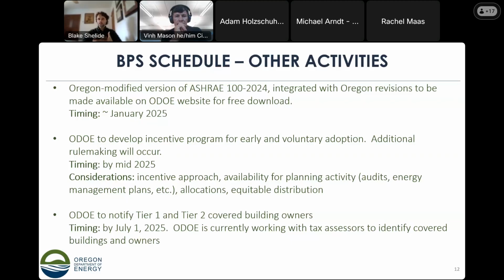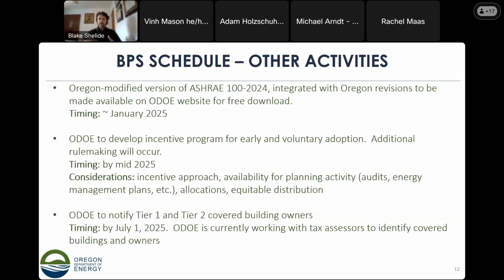Some of those considerations include, for example, that the legislation allows for up to 85 cents a square foot for earlier voluntary compliance with the building performance standard. What does that mean in terms of when the incentive is provided? Is there maybe an opportunity or a need for some incentive funding for planning activities that don't necessarily achieve an energy reduction on their own, but help a building owner get there? So we're going to be looking at the flexibility and opportunities for those, like energy audits and developing an energy management plan. Might there be some portions of incentives that are helpful for building owners to get started there?